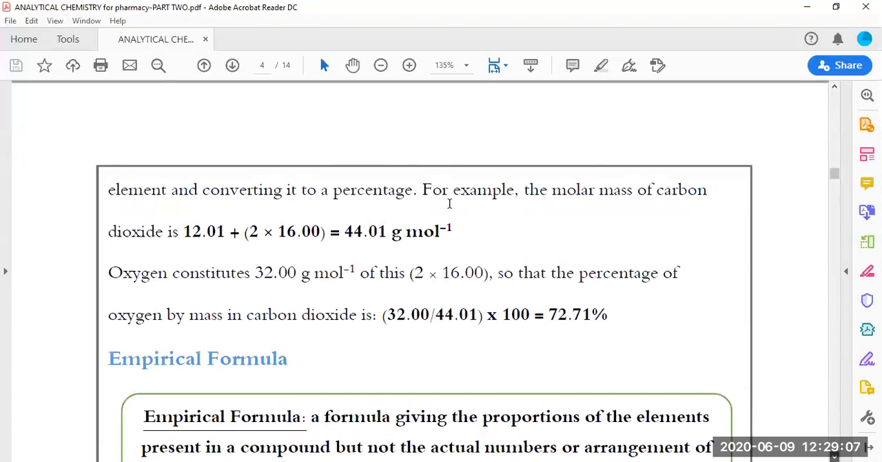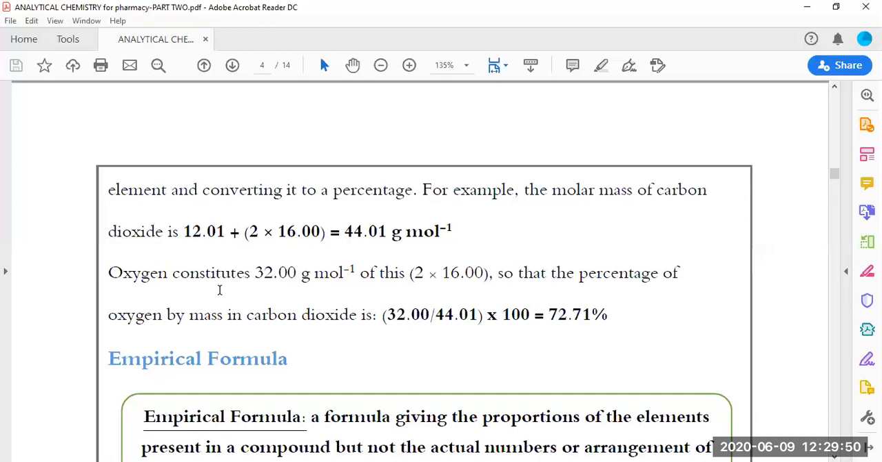For example, again, the molar mass of carbon dioxide is 12 for one carbon plus 2 times 16 because you have two oxygens. So the molar mass for carbon dioxide, which is CO2, is 44.01 gram per mole. If we calculate the oxygen, for example, oxygen constitutes 32 gram per mole of this. Why is it 32? Because you have two oxygens, so 2 times 16 gives 32. So 32 divided by 44.01, we get 72.71%. Similar to the ones we did with ammonia and with aspirin.